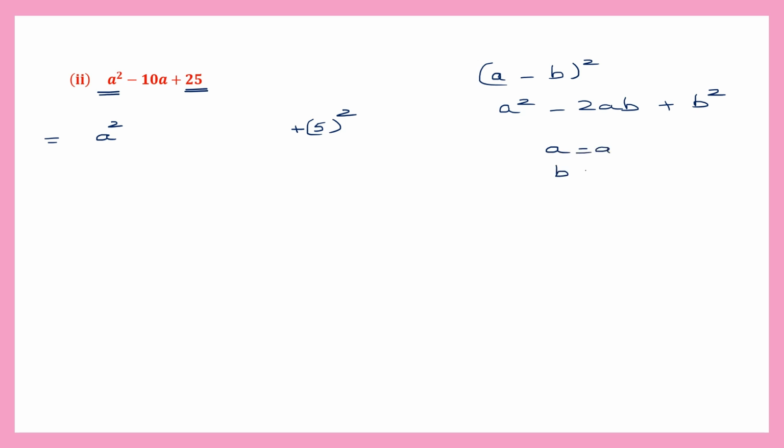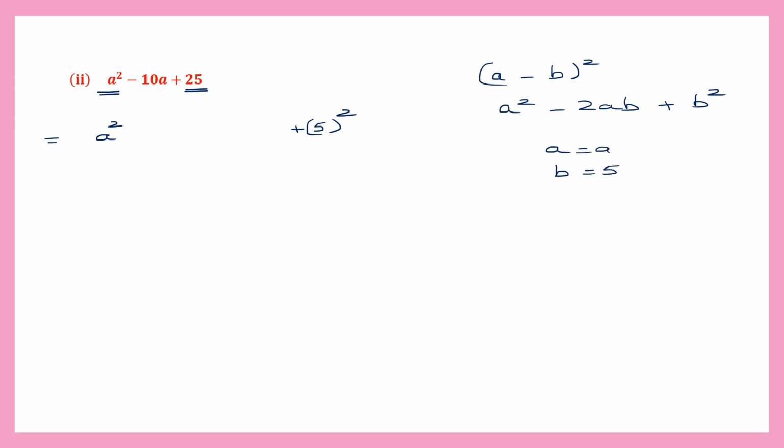Second one, so here also we have to get it in this format. This is a minus b the whole square, and that will be a square minus 2ab plus b square. So let's see whether we can get it in that format. Now a square, it's already in as a square, so we can write it as a square. Go to the last one, 25. Now 25 should be the square of 5, isn't it? So plus 5 square. So here a is a and b is 5.